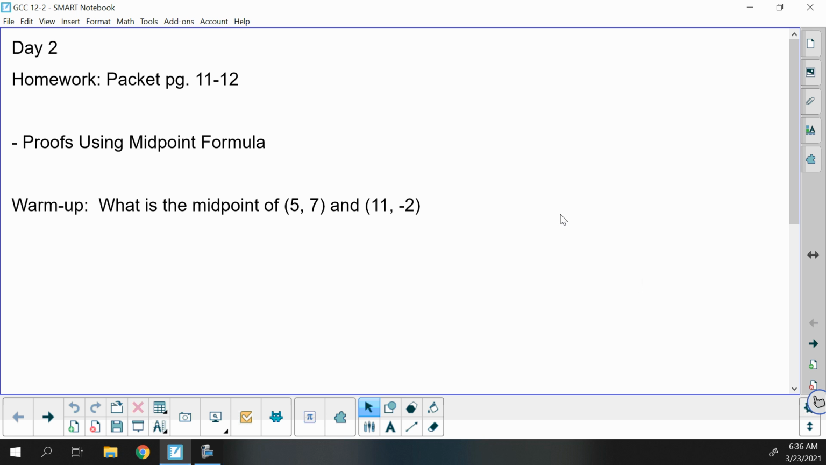All right, welcome to day 2. You got packet page 11 and 12 for homework. Today we are going to work with proofs that involve the midpoint formula.